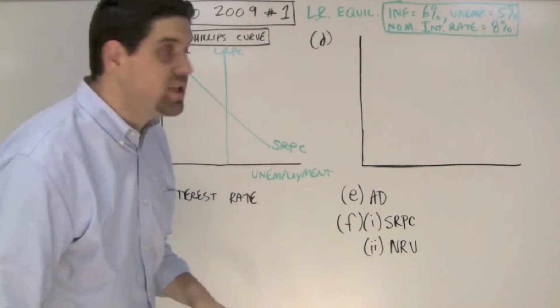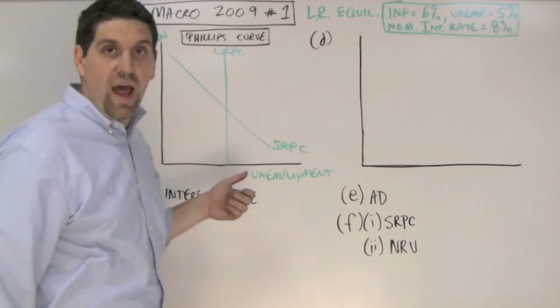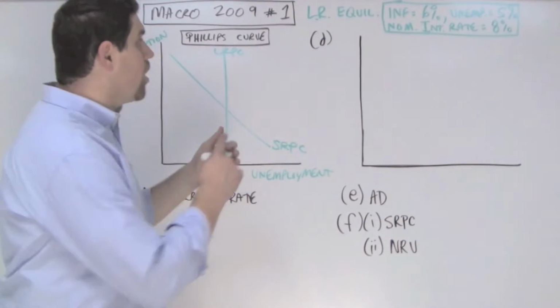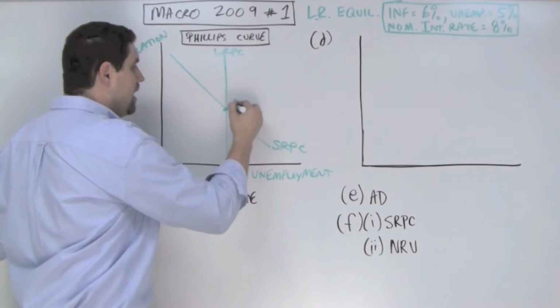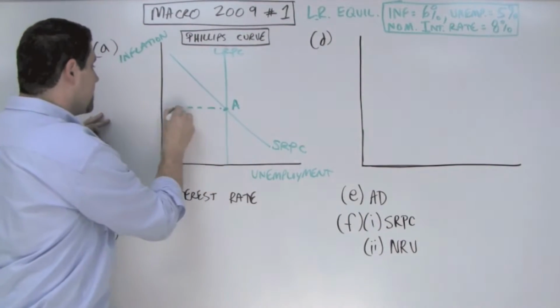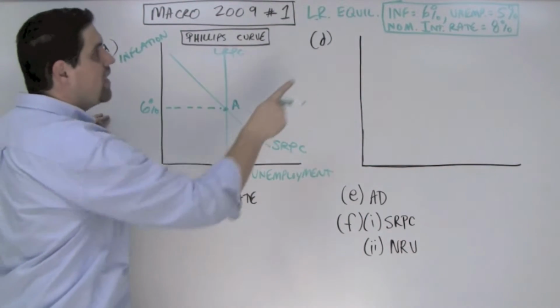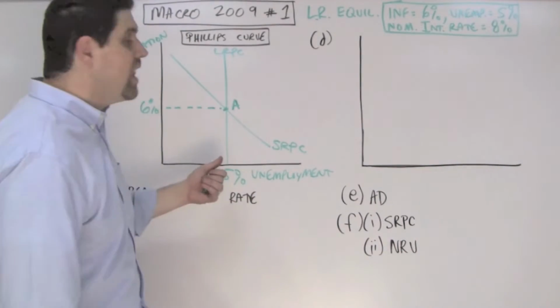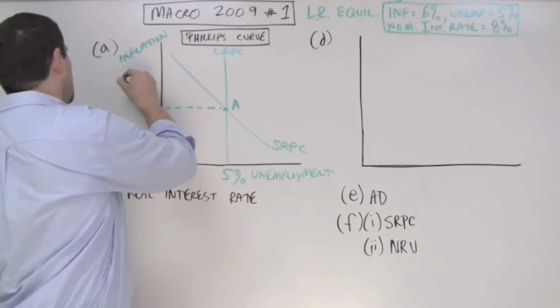The question tells us to put a point A somewhere on this graph showing where we are currently with the information it gave. It told us the economy is in long-run equilibrium, which means point A is right here. The inflation rate is 6%, and the unemployment rate is 5%. That graph with the labeling is worth 2 points.